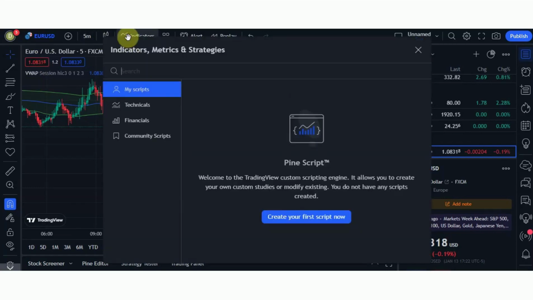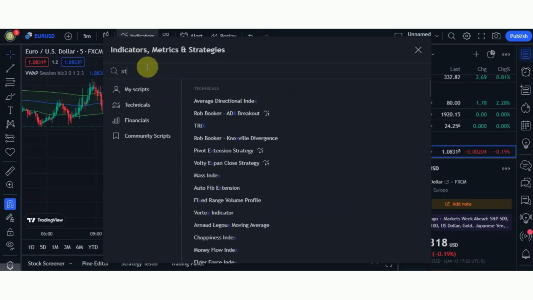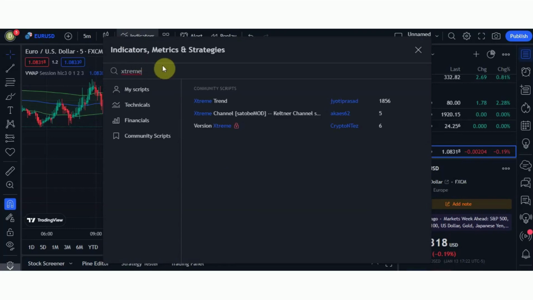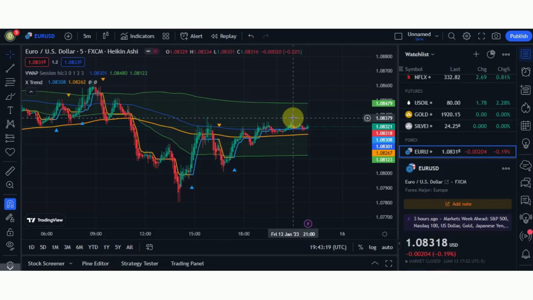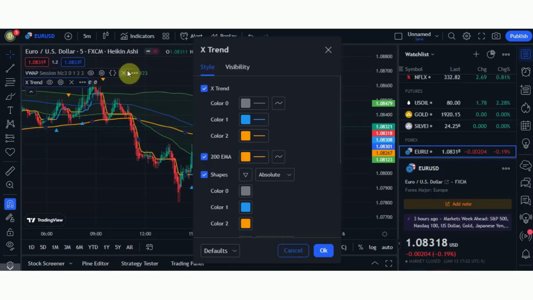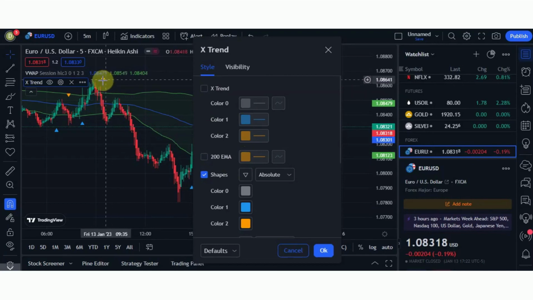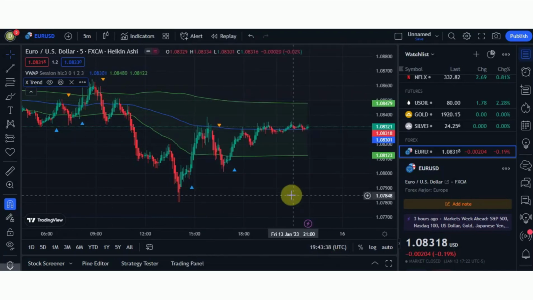So let's click on the indicator section and type in extreme trend. XTREME trend. Here we have it. Let's click on this one and let's make some adjustments. So we're going to go to the settings and we're going to select style, and we'll uncheck the X trend and the 200 EMA checkboxes. Alright, and now all we are left with are the buy and sell signals from this indicator here. Okay, let's click on OK. So let's take a look at our chart.